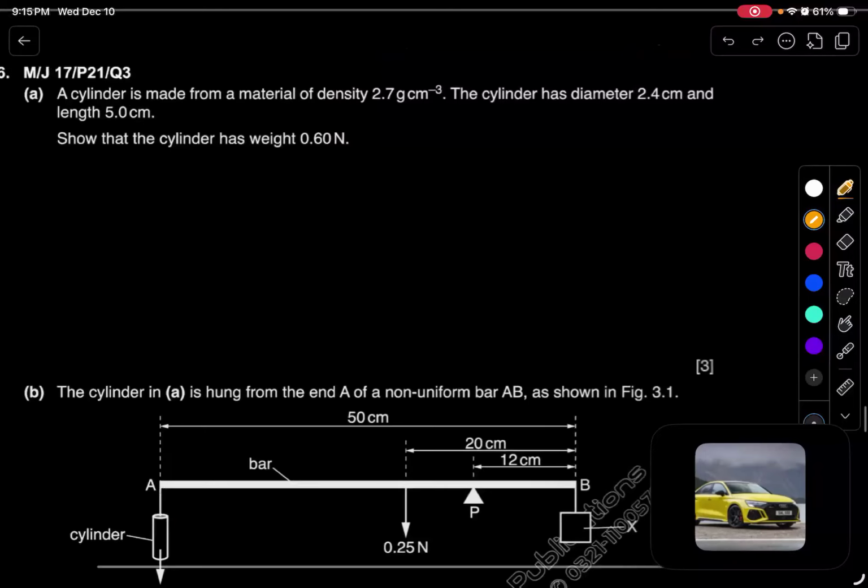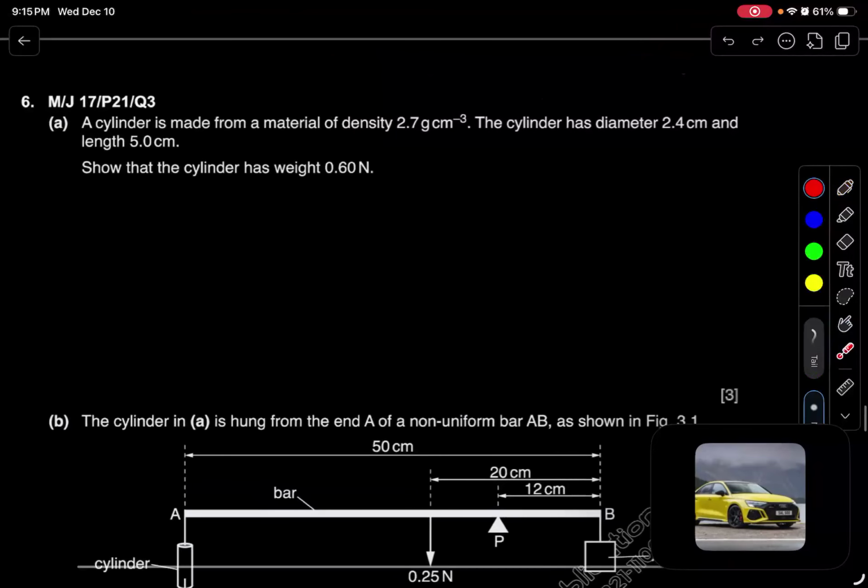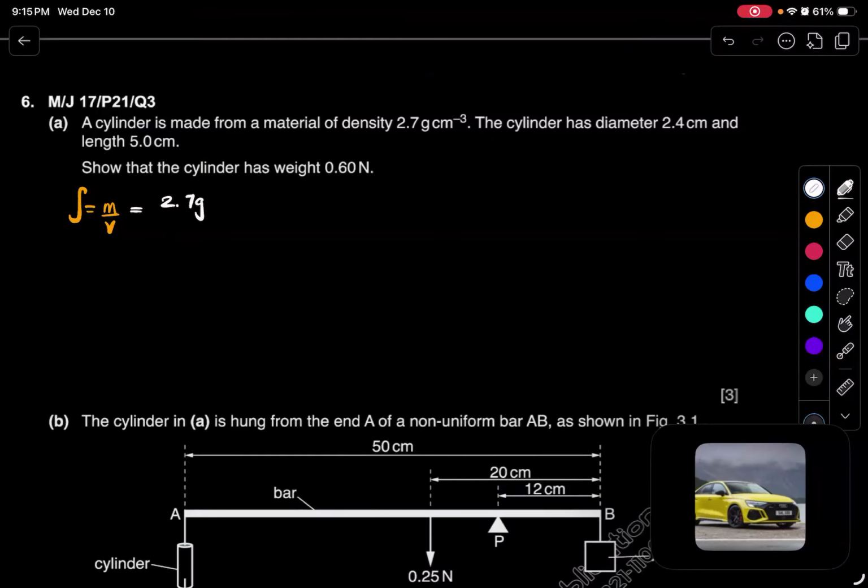This is a tricky one. It's from May June 17. A cylinder is made from a material of density 2.7 gram per centimeter cube. Density is always equal to mass per unit volume, right? So density, they've told us it is 2.7 gram per centimeter cube. That's what the number means. It means that for every 1 centimeter cube, the mass is equal to 2.7 grams, right?